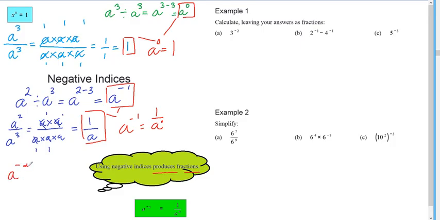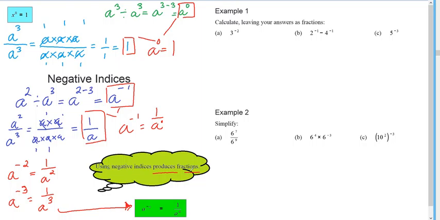So let's look at a few more examples. A to the negative 2 is really 1 over a squared. Similarly, a to the negative 3 is 1 over a cubed. And that's how we come up with our general formula of a to the negative n is really 1 over a to the n. Okay? So just want to go over that briefly. Any base to a negative exponent does not give a negative result.